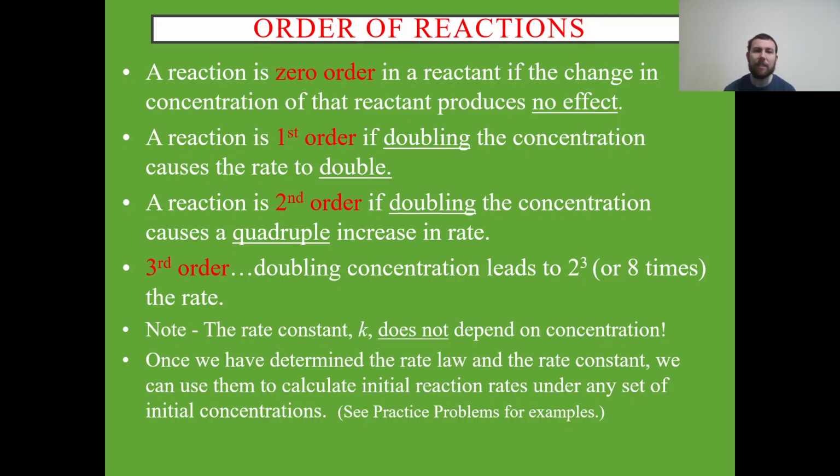Now, the nice thing is once we've determined the rate law and we've determined the rate constant, this gets back to our original purpose of wanting to look at this: we can then use those expressions and that constant to calculate initial reaction rates under any set of concentrations, which is really helpful, okay? Because the reality is you might be given a process and you might be starting off with very different concentrations, and you would want to know what's the initial reaction rate. And if you have that rate law and rate constant, you'll be able to do that no problem.